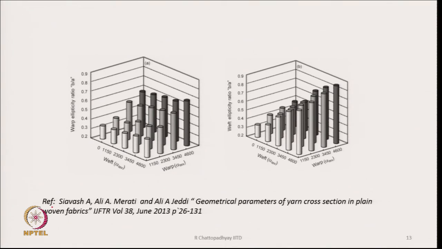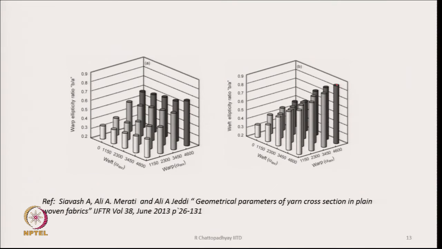So, this is the range in which the B by A values are going to lie. These are the ellipticity ratios which are shown by the same authors. I am just going to show you. This is the weft and warp directions. The vertical chimneys are basically indicating the warp ellipticity, and here it is the weft ellipticity.